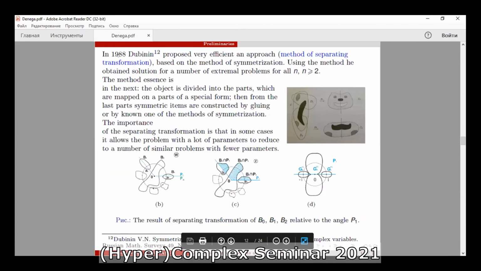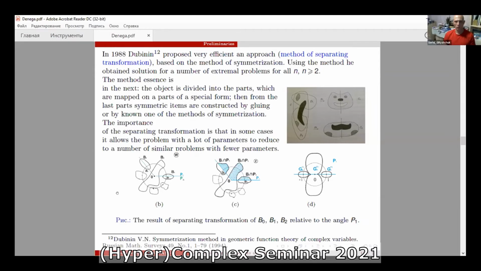In 1988, Dubinin proposed a very efficient approach, the method of separating transformation, based on the method of symmetrization. Using these methods, he obtained a solution for a number of extremal problems for all n greater than or equal to 2. The method's essence is the following.